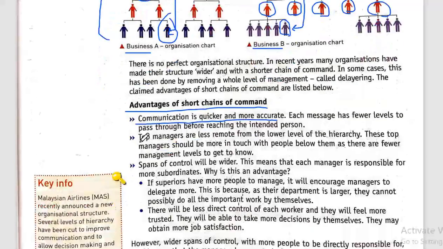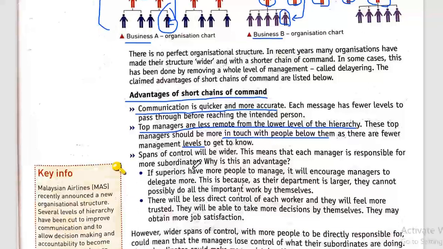The second one is that top managers are less remote from the lower levels of the hierarchy. The manager will feel that he's closer to the lower levels. He feels that he has contact with normal employees, with people in lower positions. So managers should be more in touch with the people below them, as there are fewer levels to get to know.